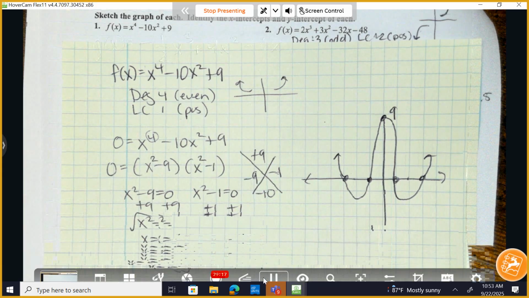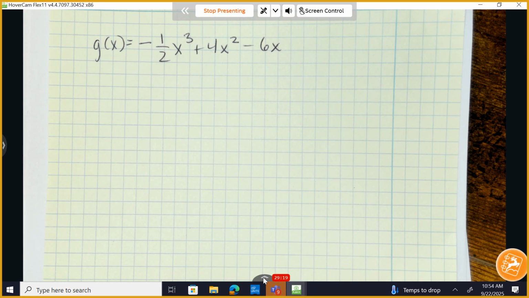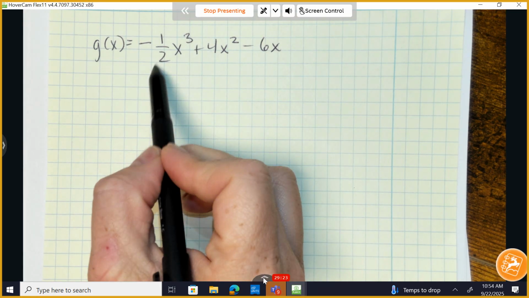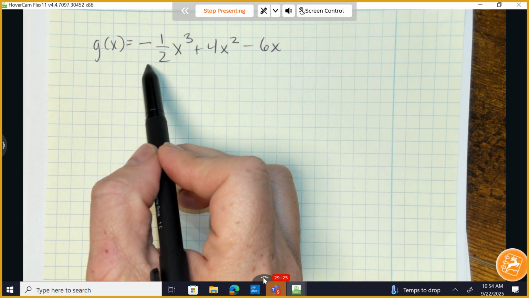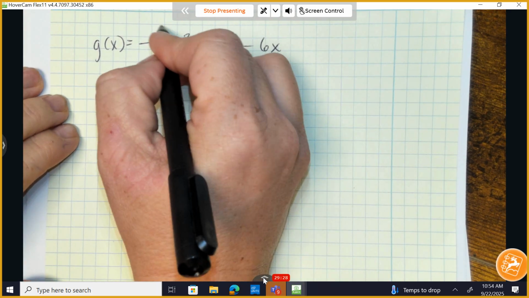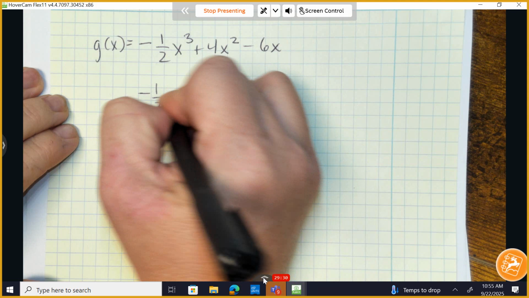This is the last example before we try one like this in your homework. Why do students, including myself, look at this and say, oh, this looks ugly? Because we have a fraction and our leading coefficient is not 1. So let's factor this out. So let's put a negative 1/2 out front.